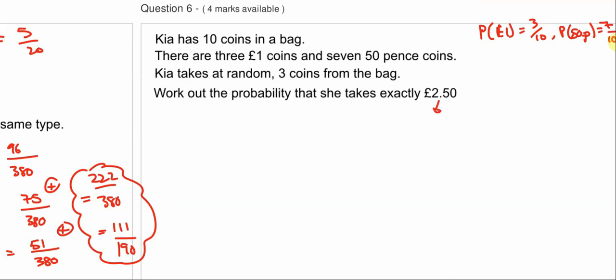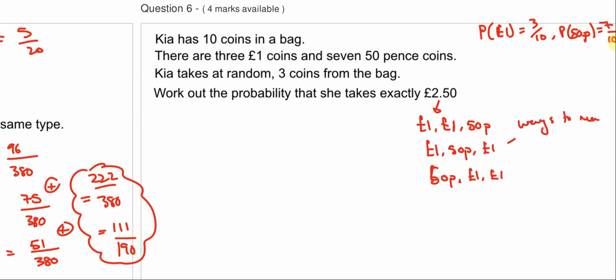So think of the paths we can do for this. We could do £1, £1, 50p. We could take £1, then a 50p, then a pound. Or we could take 50p, then a pound, then a pound. They're the ways to make £2.50. Everything else is not going to do it. So by acknowledging that early, we can draw a simpler version of our tree diagram.